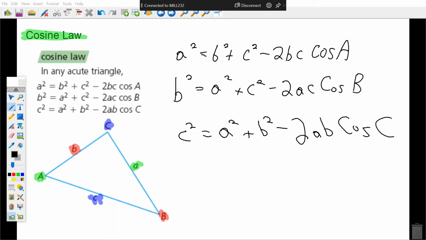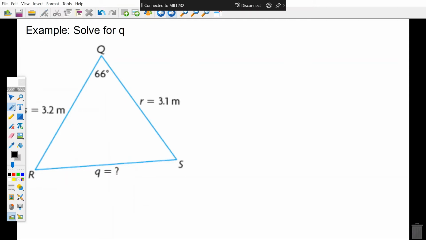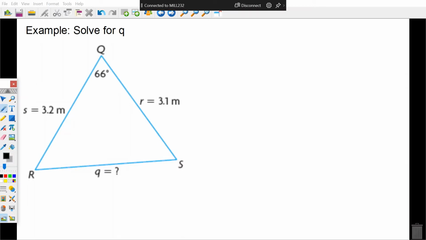All right, let's continue. For the first example, I'll give you a moment to draw this triangle. This is triangle QRS. We have angle Q, we have the side lengths S and R, and we are asked to find the side length of Q. So again here, this is a side, angle, side triangle. We can't use the law of sines, we have to use the cos law to solve this.